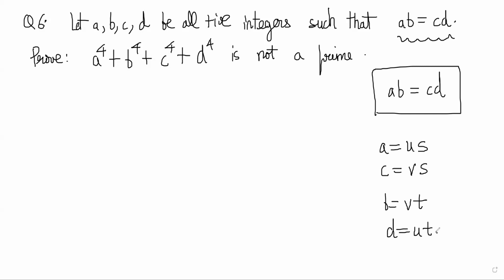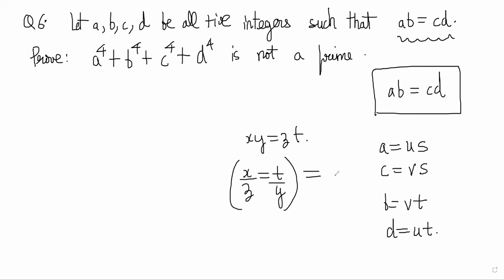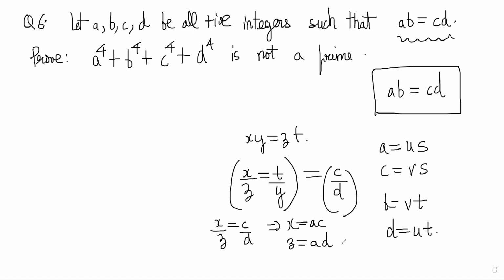Basically, another way to think about it is by saying if your equation was xy is equal to zt, you can rewrite this equation as x by z is equal to t by y, right? And you can say that if x by z and t by y are some irreducible fraction c by d, so from here you can say since x by z is c by d, x becomes ac and z becomes ad, right?